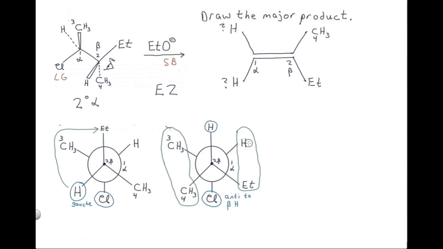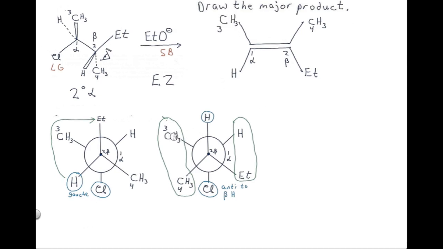Well, in this Newman projection, the hydrogen is on the same side of the Newman projection as the ethyl group. Therefore, the hydrogen should be on the same side of the double bond as the ethyl group. So the hydrogen ends up cis to the ethyl group. And then the other thing attached to carbon 1 is carbon 3, the methyl group. In the Newman projection, carbon 3 is on the same side as carbon 4. So carbon 3 ends up on the same side of the double bond as carbon 4. Carbon 3 and carbon 4 end up cis to each other.